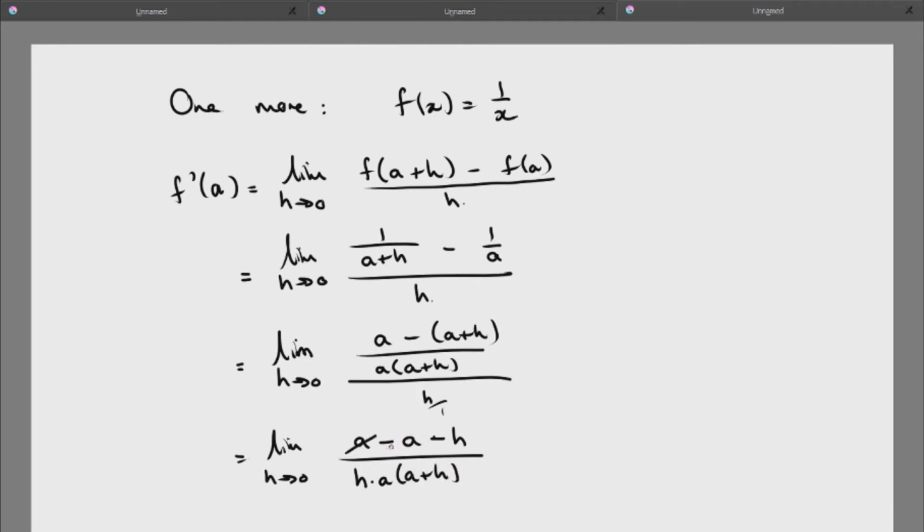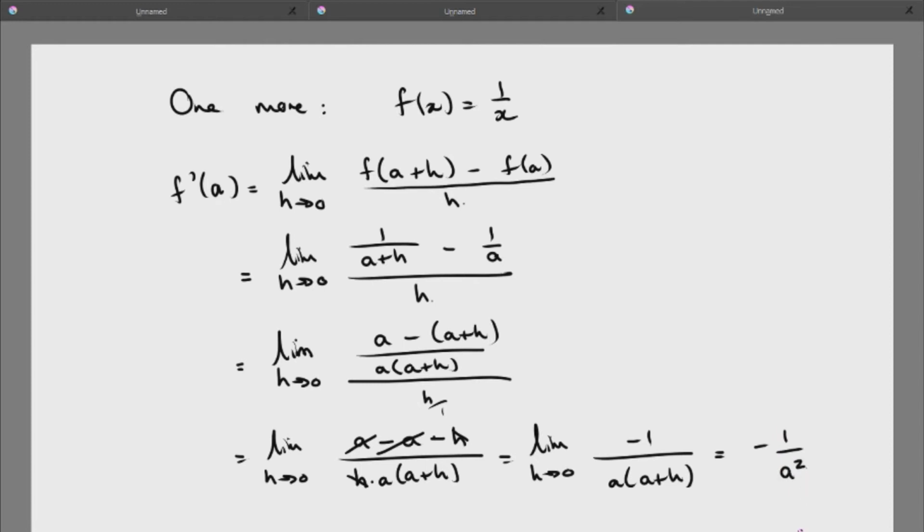And now I see the a minus a I can get rid of. After that, instead of copying the whole thing again, I have a negative h here and an h at the bottom. The h's can cancel. So I'm left with -1 is still at the top, a times a plus h, which doesn't have a problem at all. And I can plug in 0 for h. We've seen that before. Plugging in 0 for h gives me negative 1 over a squared.